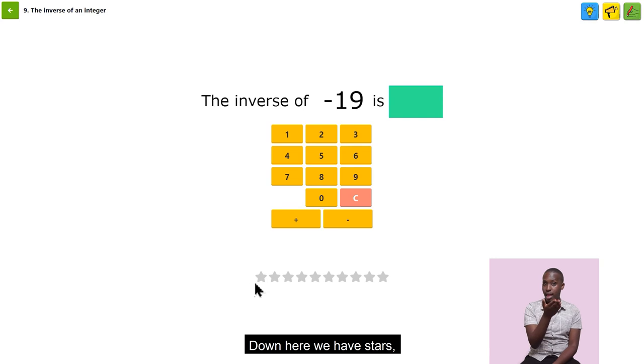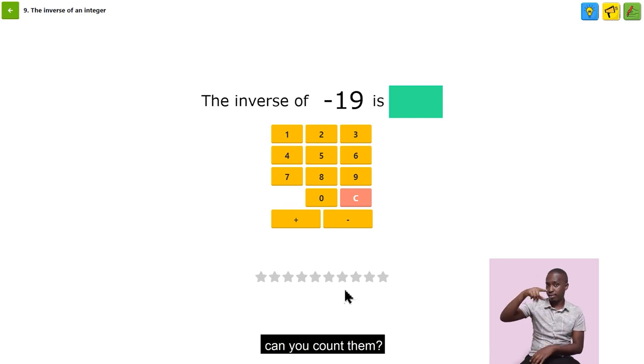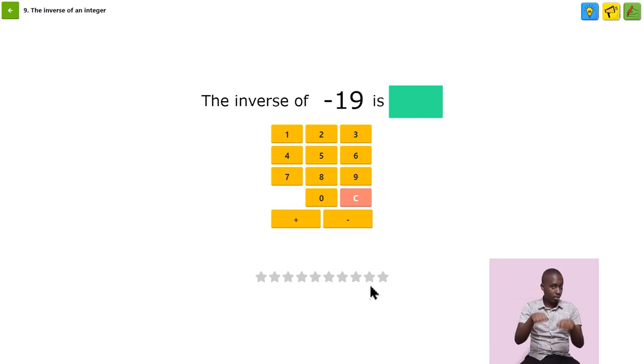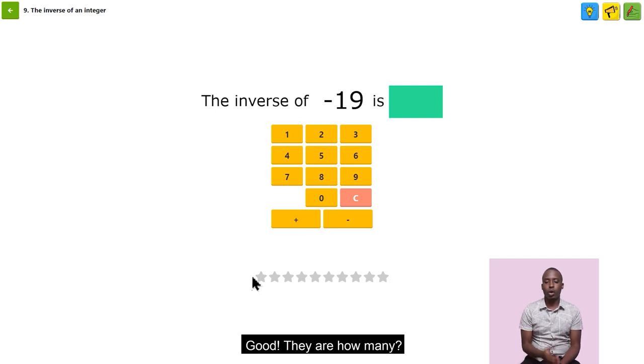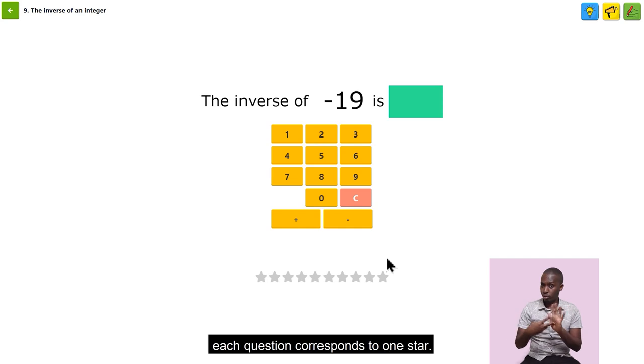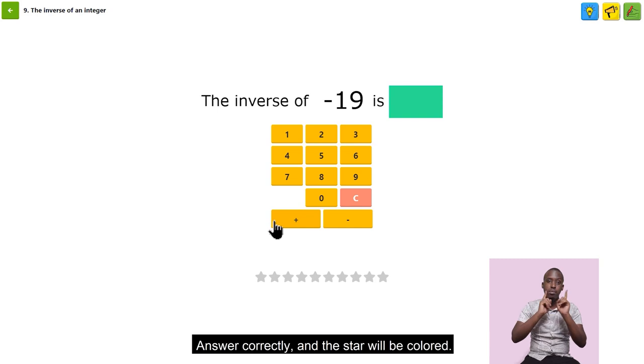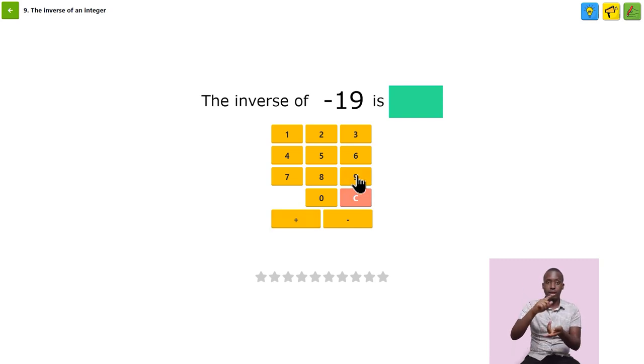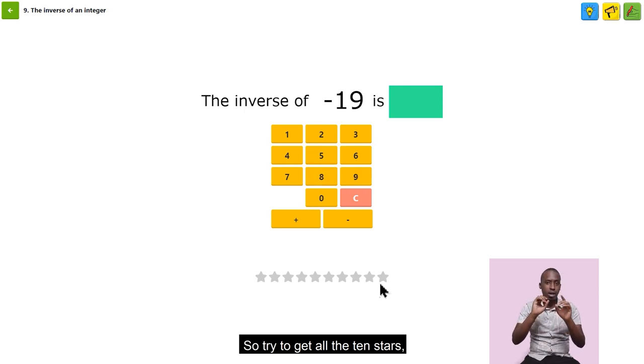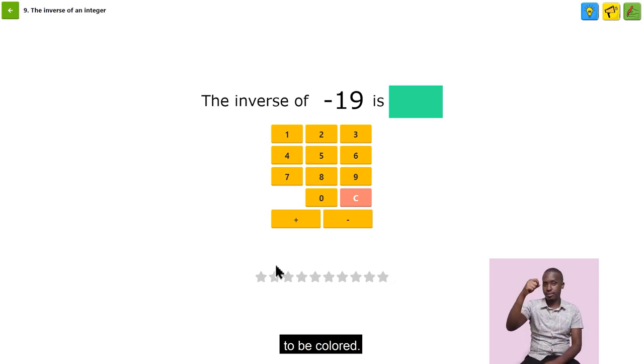Here down, we have stars. Can you count them? Good. There are how many? There are 10. That means each question corresponds to one star. With a good answer, our star will get colored. Answer correctly and the star will be colored. So try to get all the 10 stars to be colored.